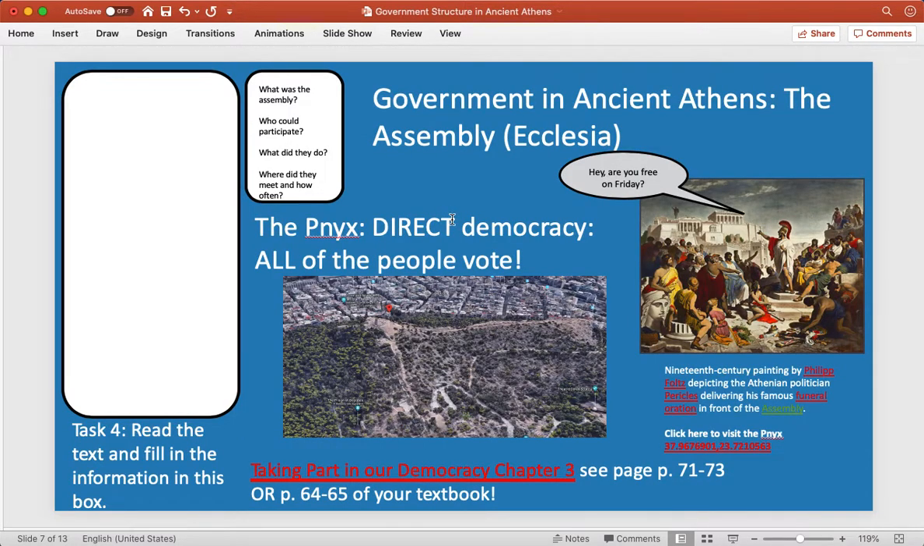This is the second branch of our government in ancient Athens. It is the assembly. What you're doing is answering these four questions. What was it? Who could participate? What did they do? Where did they meet? And how often? Once again, you can read the text on this link, in your textbook, or in the PDF.